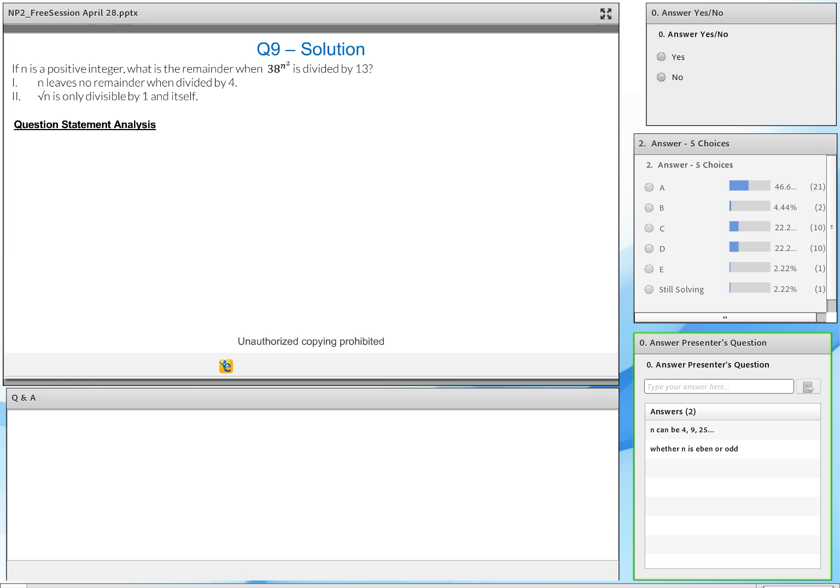N can be 4, 9, 25, whether N is even or odd. Absolutely right, whether N is even or odd. Okay, so let's go through this. We have to find out the remainder when 38^(n squared) is divided by 13. That's what we need to find out.